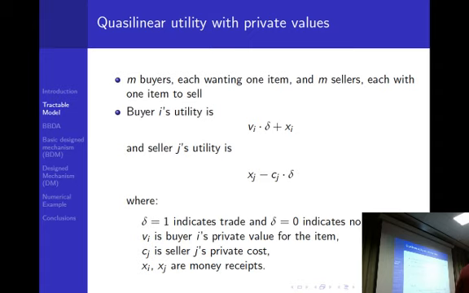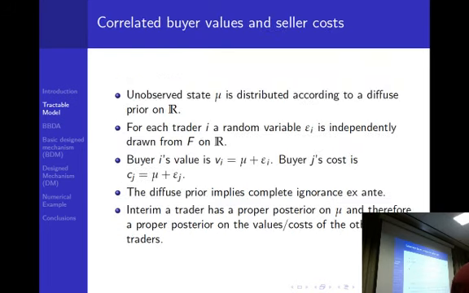Now the valuations of buyers and the costs of sellers are going to be correlated in a way that I'm going to indicate in the next slide, I believe. Yes. So here's how we construct the model with the correlated values. First, there's an unobserved state. Nobody's going to observe this state. It's a state mu, distributed according to a diffuse prior on all of R. In other words, you know nothing. It could be any place.